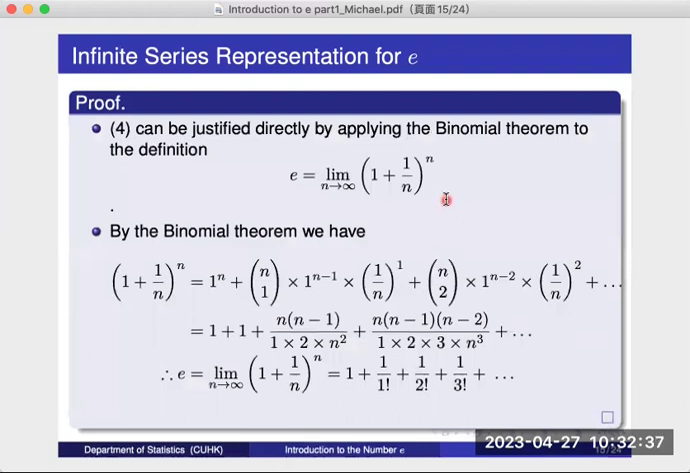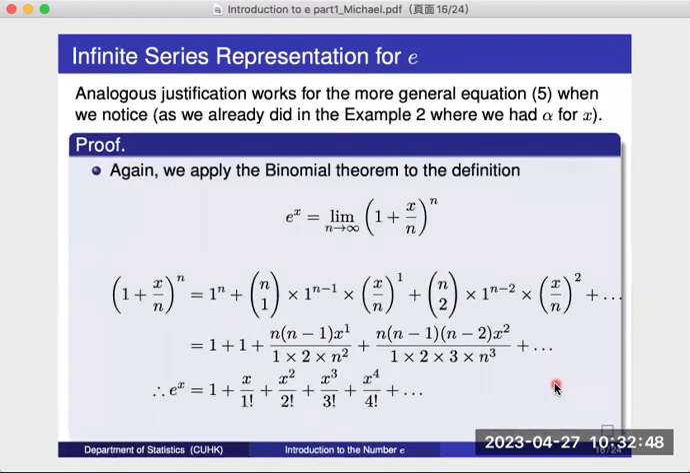Here, I'd like to mention that the infinite series representation for e can be justified directly by applying the binomial theorem to its definition. In the case of the more general equation for e to the power of x, we again apply the binomial theorem to the definition and obtain a similar power series representation.